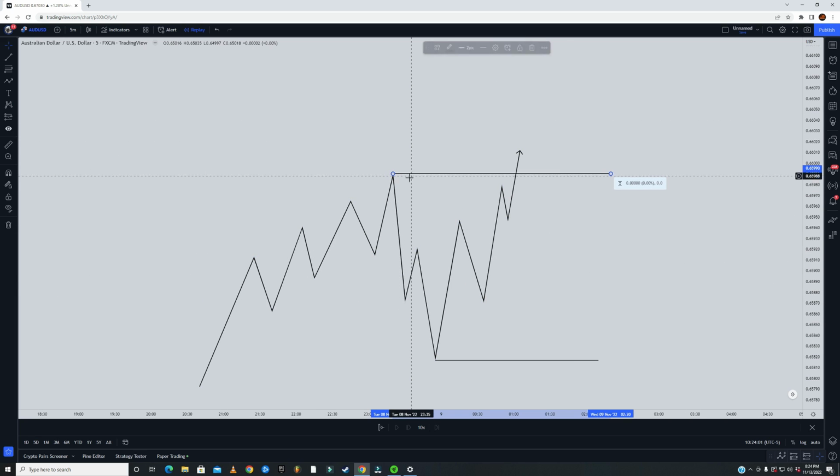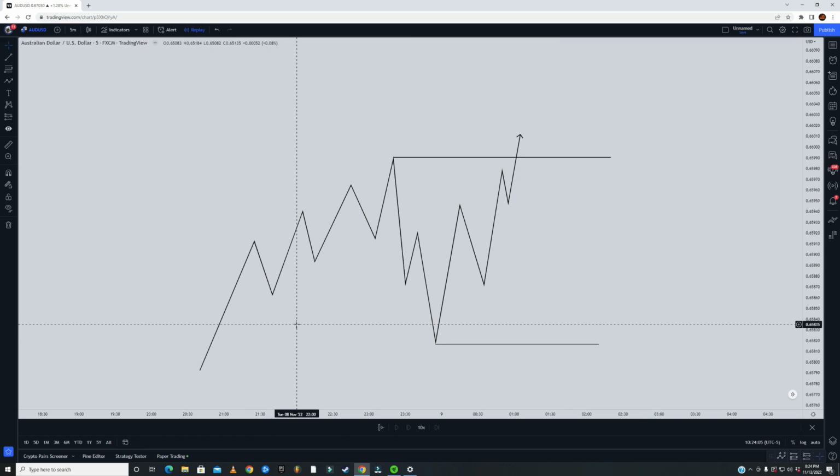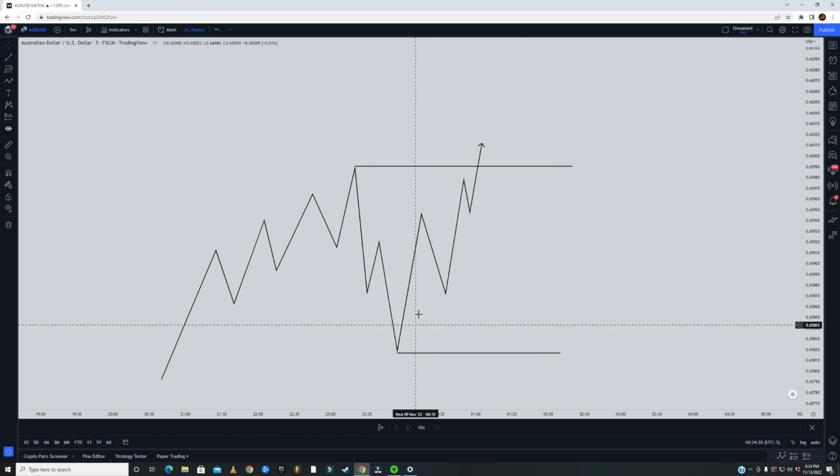Okay, so size matters, guys. Size matters, okay? That's what she said. So you can see we have an A leg, which is quite big. It doesn't need to be that big, okay? It just has to be a decent size, and I'm going to tell you what a decent size is. And then we have a B leg, and then we got the C leg.